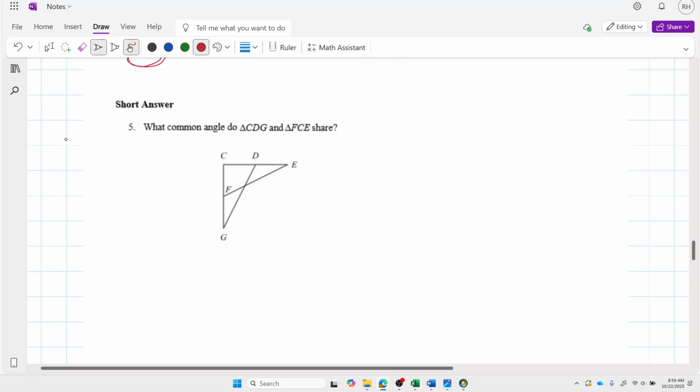All right, number 5, you don't need the picture in this one either. Okay, what common angle do triangles CDG and FCE share? What letter is in both descriptions? Yeah, there's a C in both descriptions. So therefore, what common angle? Well, they share angle C. Okay, you're looking for the common letter.